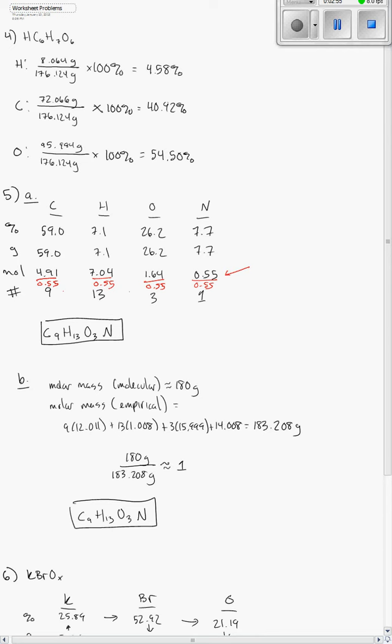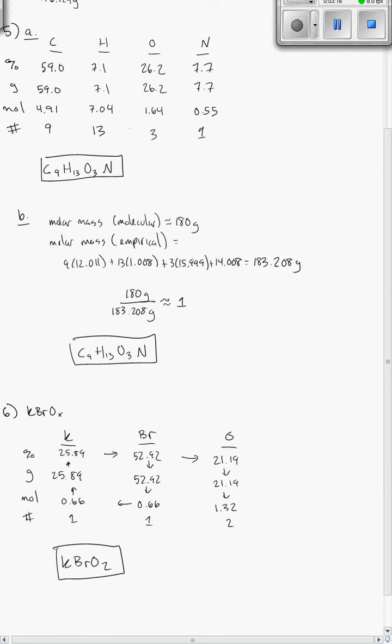We don't have to worry about halves here because all of our resulting numbers are close to a whole number, like 9, 13, 3, and 1. You then use these whole numbers as the subscripts in your chemical formula. So our empirical formula for this compound is C9H13O3N.